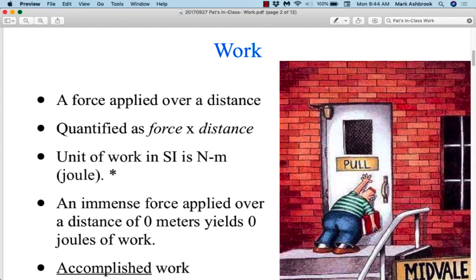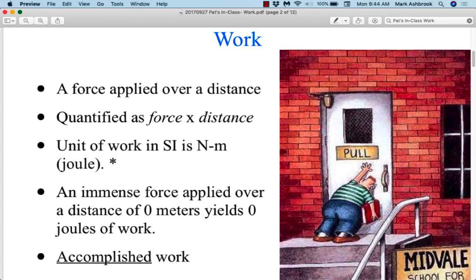In English units, that'll be foot pounds, right? So force in English units is pounds, distance is in feet. So foot pounds is our English unit for work.